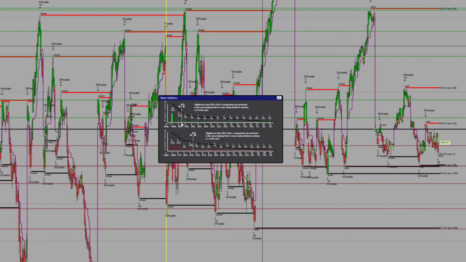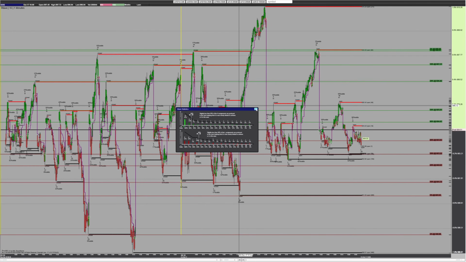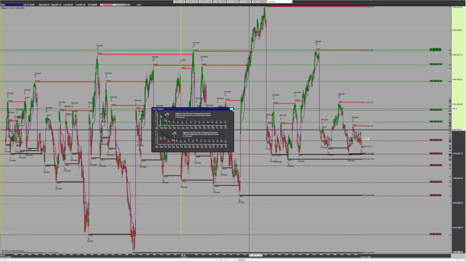Well, not really, because it's telling you that the bullish cycles are actually shorter than the bearish cycles, because for the bearish cycles it's at L4, which means that the bearish cycles are stronger and they sustain more compared to the bullish cycles. So this was all about wave statistics.